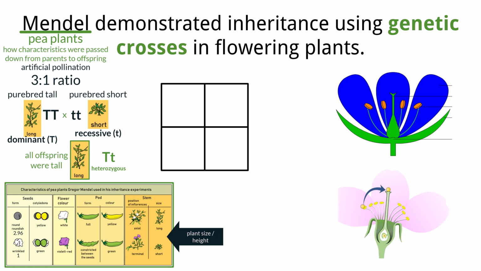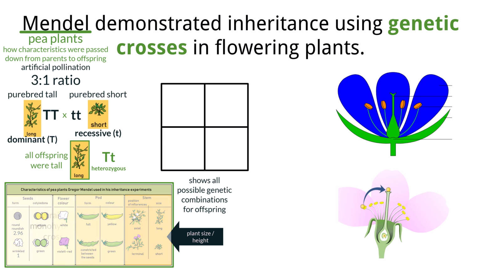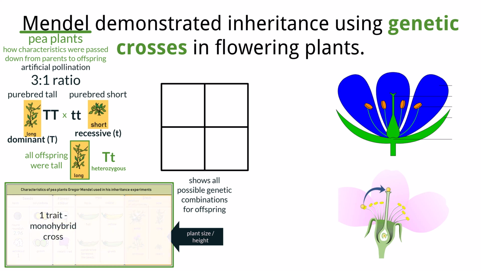To show these crosses, a Punnett grid or square can be used as a tool. You can see an example here. The purpose of a Punnett square is to show all the possible combinations of genetic information for offspring of a particular trait. If only one trait is examined, that is a monohybrid cross, while 2 traits would be dihybrid.